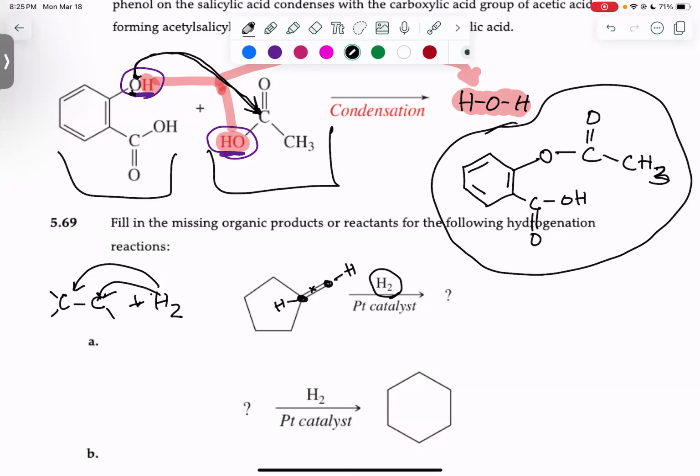So now, what do I have left? Well, here's my carbons. This is my carbon and this is my carbon that were in the carbon-carbon double bond. They're each going to pick up a hydrogen, but do I have to draw it? Nope, because it's a skeletal diagram. So there, done. So easy.